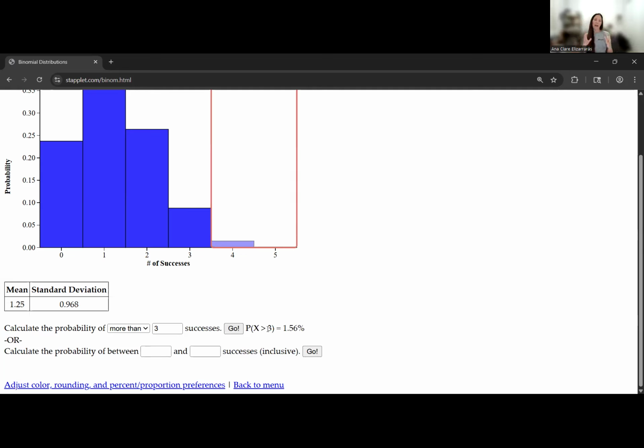The region on the graph is highlighted for me to show you the numbers that are more than 3, and then I'm given a probability as a percent. So the probability of having more than 3 heads was 0.0156 or 1.56%. Okay, I'm going to go back to our other screen to write that down and show you the formulas. I'm also going to record that the mean was 1.25 and that the standard deviation was 0.968. And I'm going to show you where those calculations come from, just for reference.